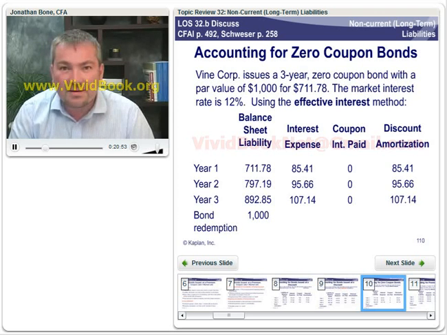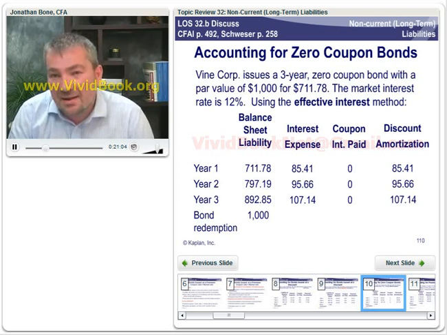So 1,000 minus 711.78. Our bond was issued at a discount of $288.22, which is the interest expense here. Okay, in other words, the amortization just takes the discount and spreads it.